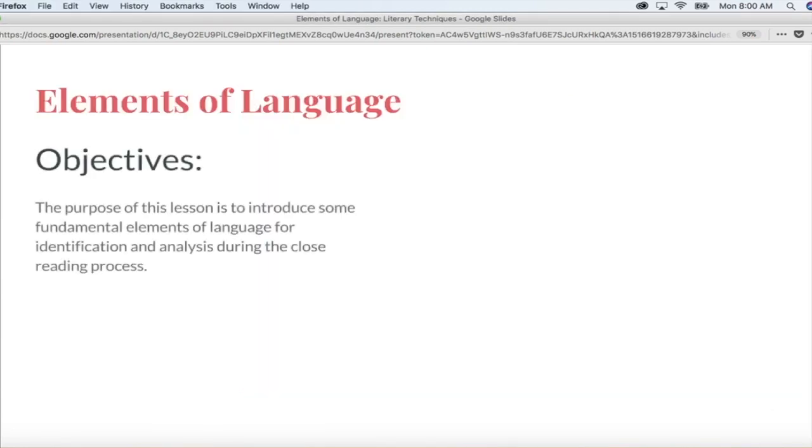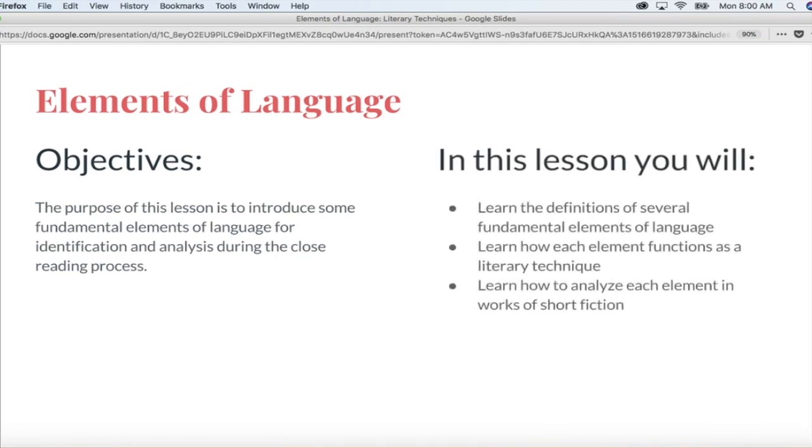The purpose of this lesson is to introduce some fundamental elements of language for identification and analysis during the close reading process. In this lesson, you will learn the definitions of several fundamental elements of language, learn how each element functions as a literary technique, and learn how to analyze each element in works of short fiction.